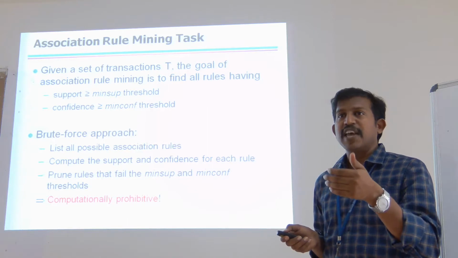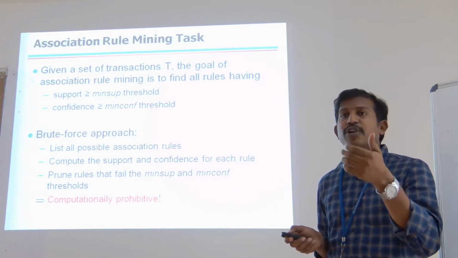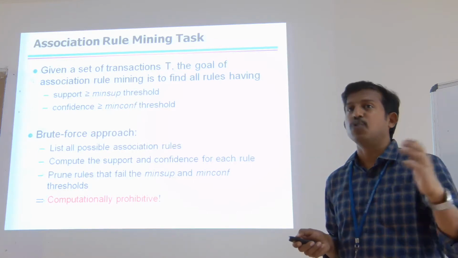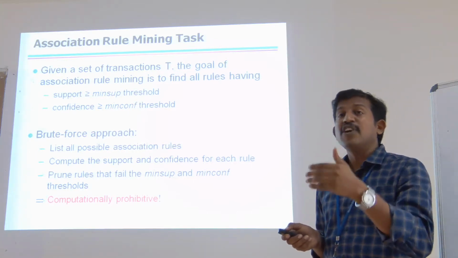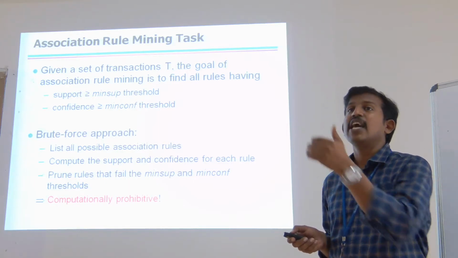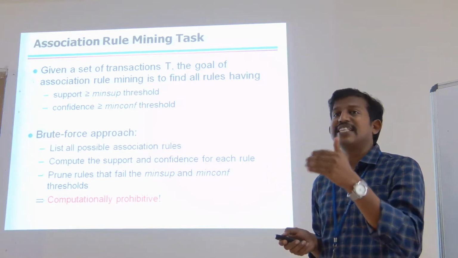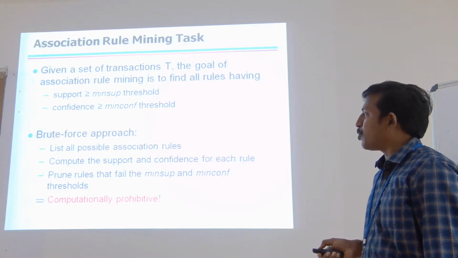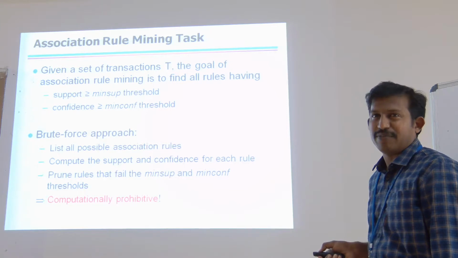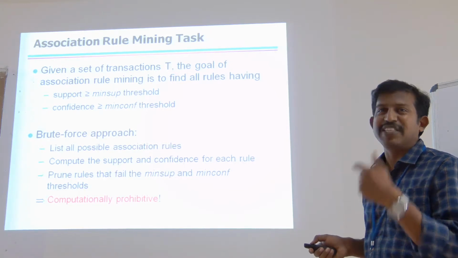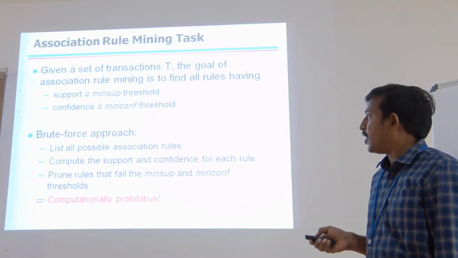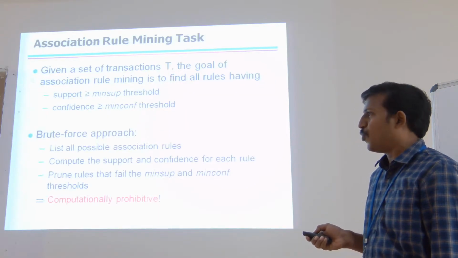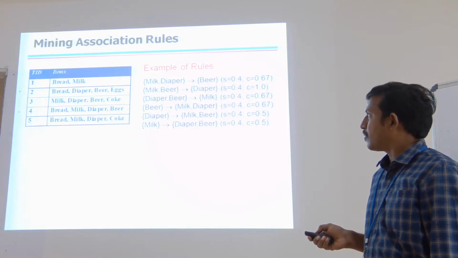If the support of an association rule is less than the minimum support, we eliminate such rules. If the confidence of an association rule is less than the minimum confidence, then we eliminate such association rules too. But if you observe, this approach is computationally prohibitive, that means computationally expensive.